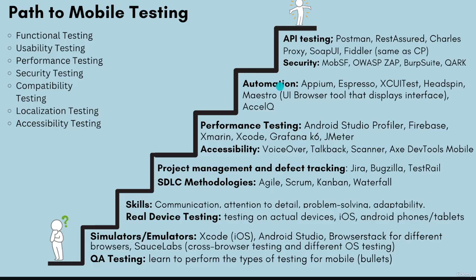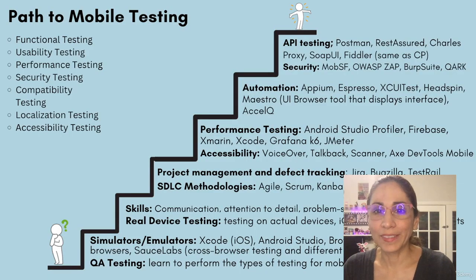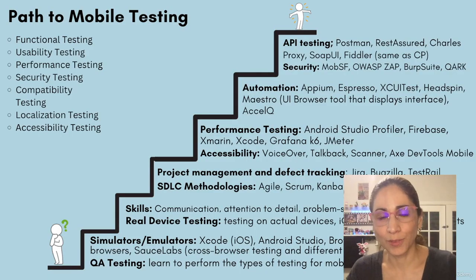And we have XOQ. For security testing, you gotta learn MobSF, OWASP ZAP, Burp Suite, QARK. And for your API testing tools: Postman, the most common one, Rest Assured, Charles Proxy, SoapUI, and Fiddler, which is the same as Charles. So now you have here a really good start to your path to do mobile testing.